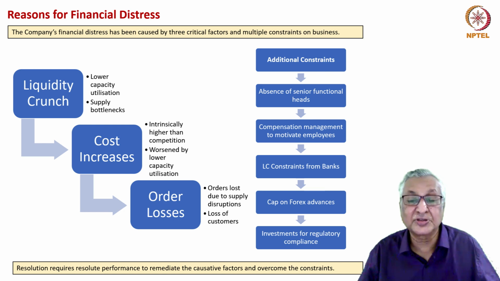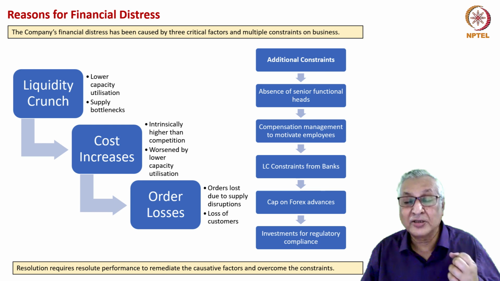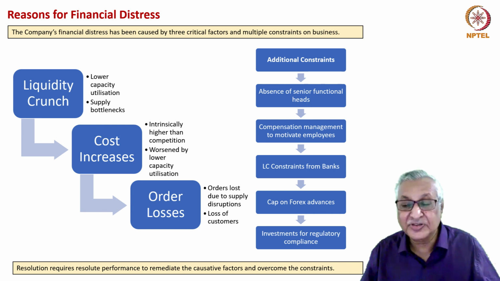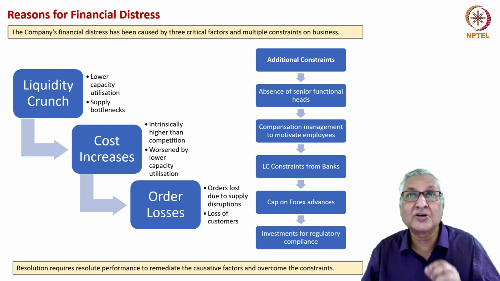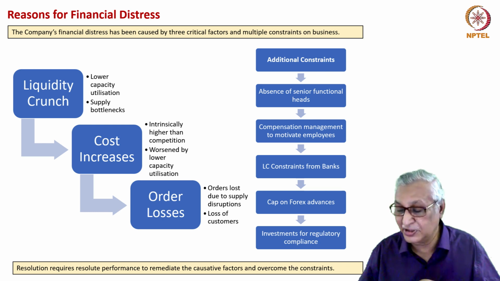And losses of orders lost due to supply disruptions, working capital disruptions, and loss of customers. There were additional constraints too: absence of senior functional heads, compensation management being on hold, and therefore an impact in terms of the motivation of employees, letter of credit restrictions from banks, caps on forex advances, and investments for regulatory compliance. Resolution requires resolute performance to remediate the causative factors and overcome the constraints.